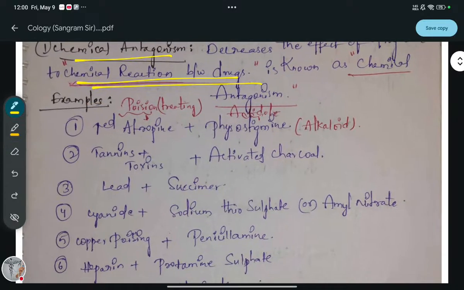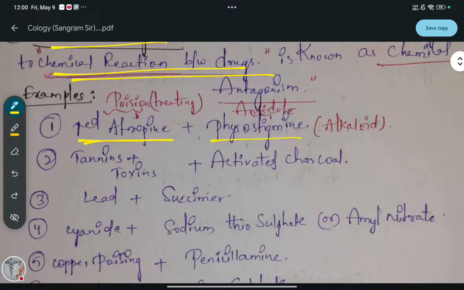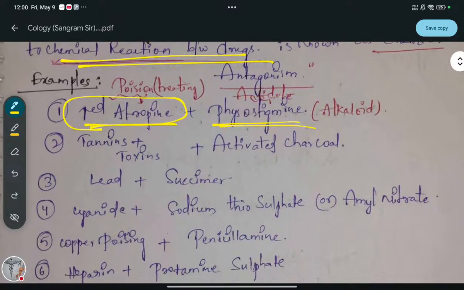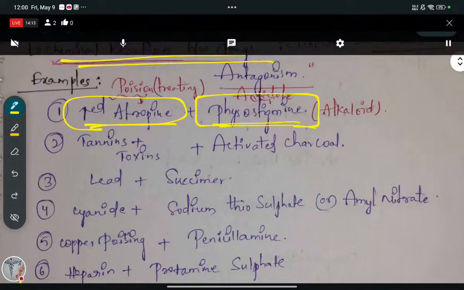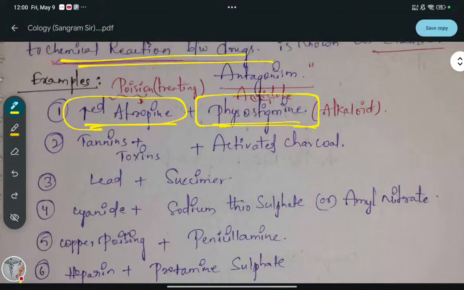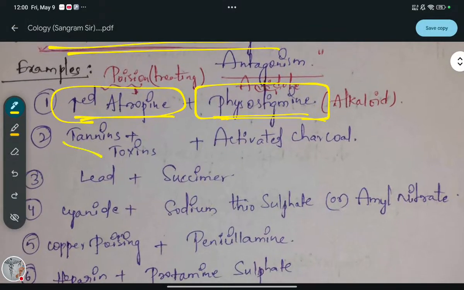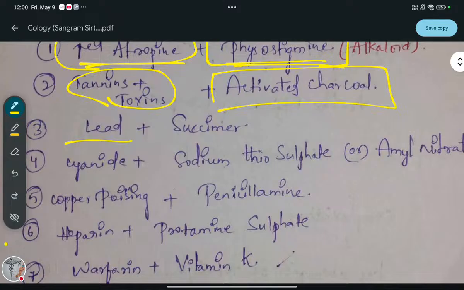The examples of chemical antagonism are atropine and physostigmine. In that case, atropine increases toxicity, or it is poisoning. If toxicity increases, then if you introduce physostigmine in the body, the atropine toxicity will be decreased, or it will be treated very easily. Next, tannins or toxin, which is treated normally with activated charcoal. Next, lead toxicity is treated with succimer.